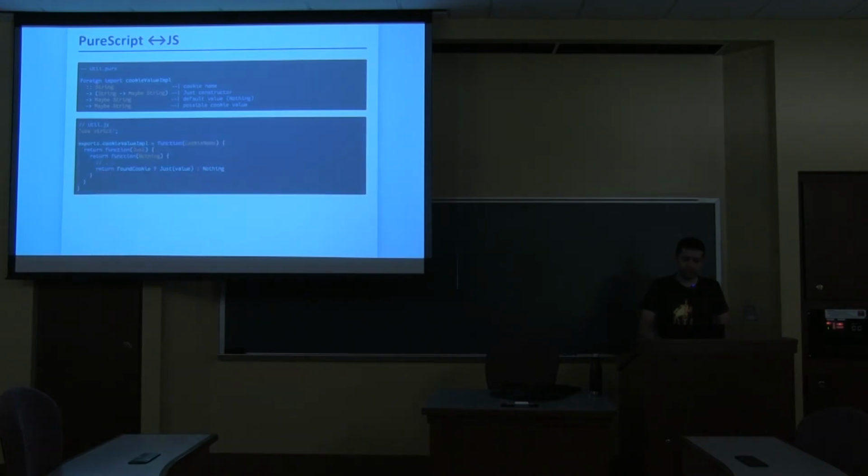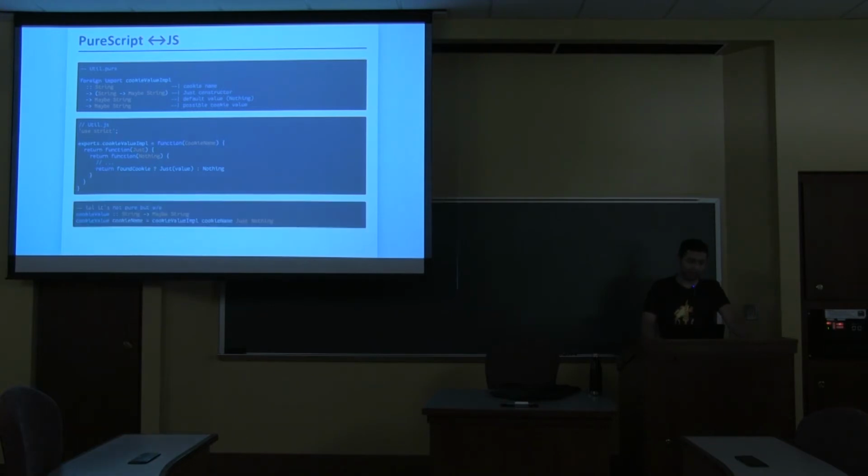And the JavaScript function pretty much just looks like this. You'll note that all the calls are curried, because that's how PureScript functions are. They're all curried by default. So now that you have those two things, you can just call them from wherever, but ideally you should create a little helper function. I just call it cookie value and I pass the requirements in.